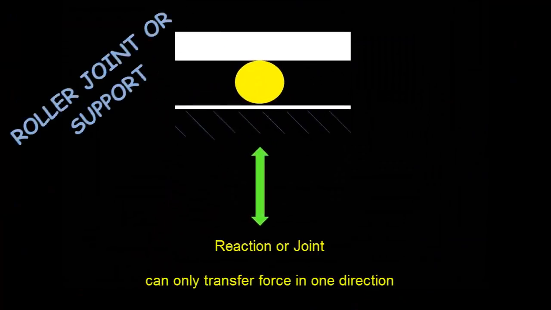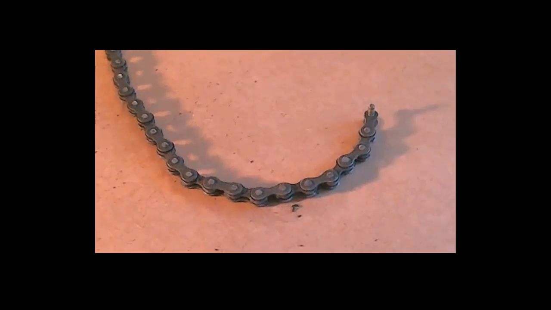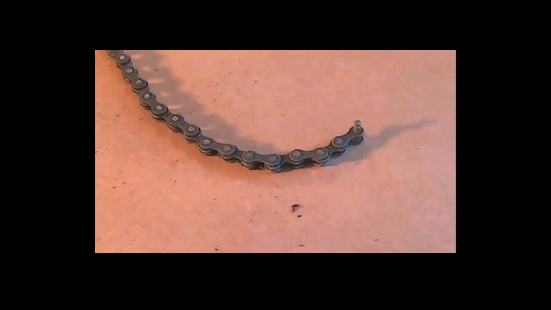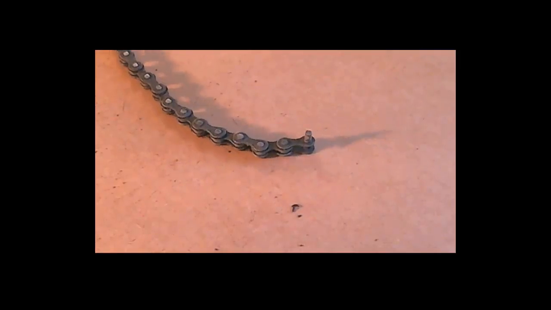When we are drawing sketches of structures, we will use a simple filled-in circle between plates to represent a roller joint or support. This roller can only transfer forces in one direction. Pin joints provide slightly more restraint compared to roller joints. A pin joint is like a hinge in a bicycle chain. The joint between links of the bike chain allows the pieces to rotate relative to one another but not pull apart.